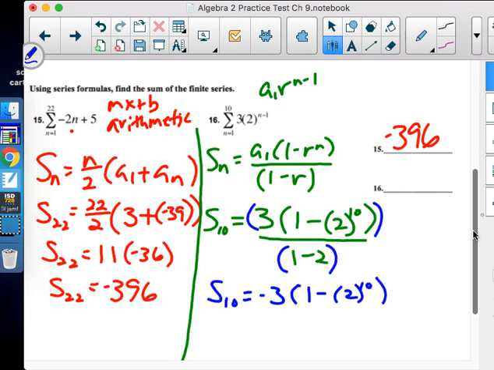Because with 2 to the 10th, we're going to use a calculator. So we have 2 to the 10th, 1 minus that answer, times negative 3. Ta-da! We have our sum. Oops, I transposed the last 2 numbers, didn't I? There we go.